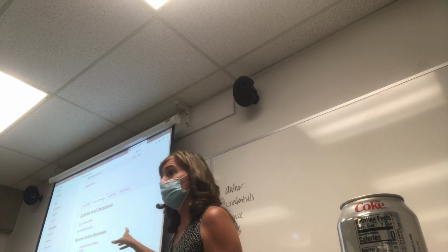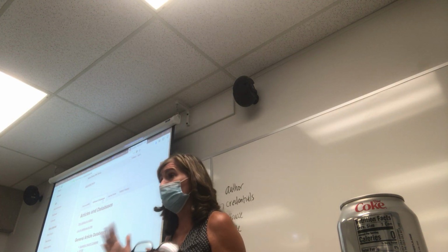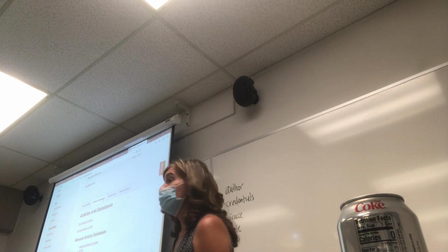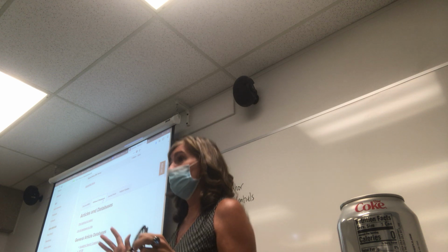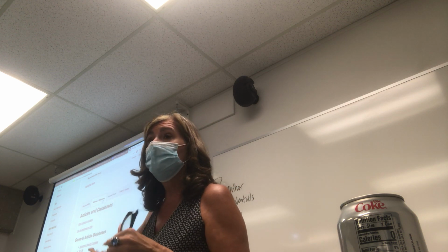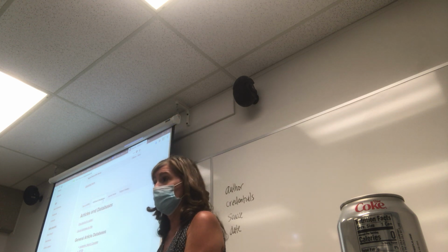JSTOR is wonderful for finding journals that are more scholarly. Nexis Uni tends to be all newspaper articles. But any of these article databases are credible and they're going to take you to good information.